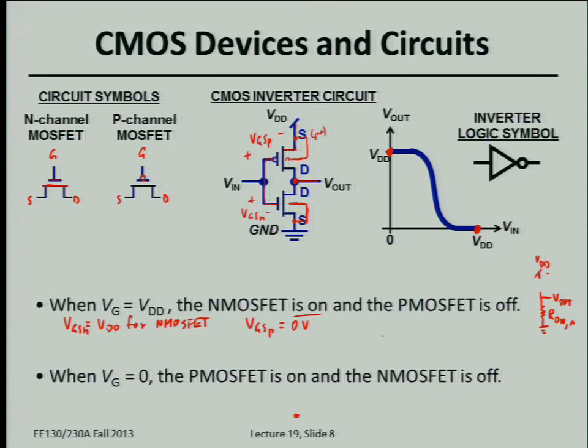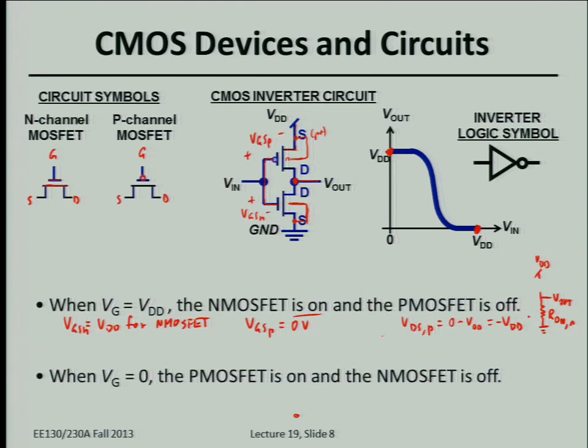Okay, so notice when the PMOS device is off, what is the drain to source voltage difference for the PMOS device? VDS for the PMOS, what is that? Well, it's the opposite, right? Because the drain is connected to V out. So what is V out? It's 0. And the source voltage is VDD. So basically when the PMOS device is off, the source drain voltage is large.